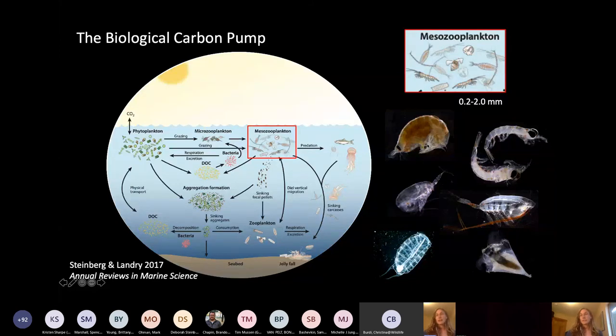This is a size-based definition, but it's also sort of a food web functionality-based definition as well. I'm not including microzooplankton, which tend to be smaller, but they can also be mixotrophic. That means that they can both photosynthesize and consume prey. So generally, when we talk about mesozooplankton, we're not talking about mixotrophic organisms.